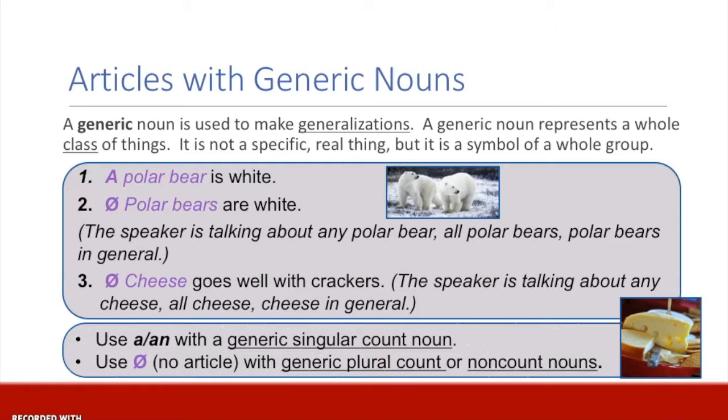So we can see that we use a or an with a generic singular count noun. So here's a with polar bear, a singular count noun, and this is the generic use. And we use no article with a generic plural count noun or non-count nouns. So this is an example of a generic plural count noun, and cheese is a non-count noun.